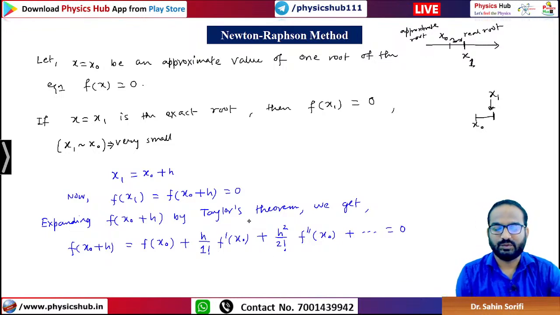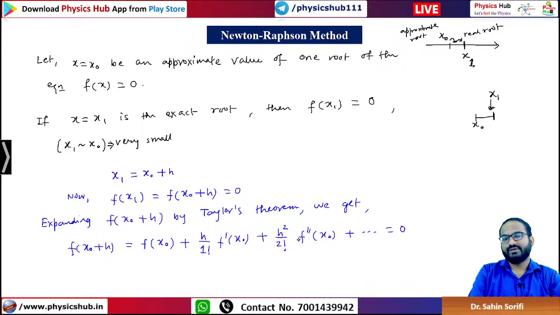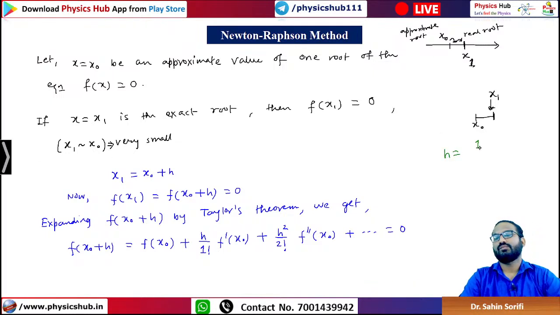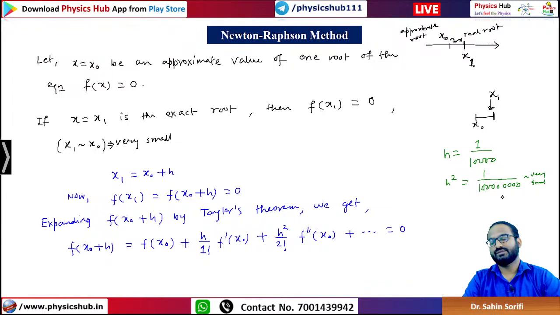Now if h is very small, the higher powers of h, h square, h cube and so on, should be neglected. You can imagine it this way: h is very small, let's say h equals 1 upon 10,000. If we consider h square, it is 1 upon a much bigger number, so this is very small. And if you take h cube, it will be even smaller, right? So you can consider it in this way.